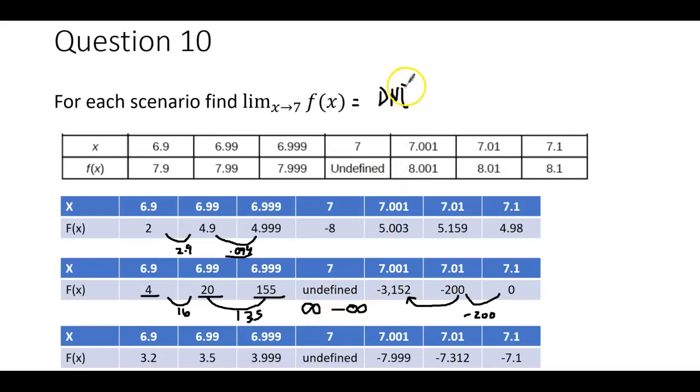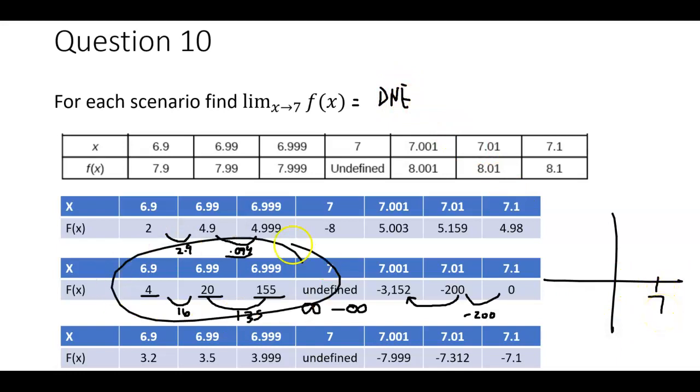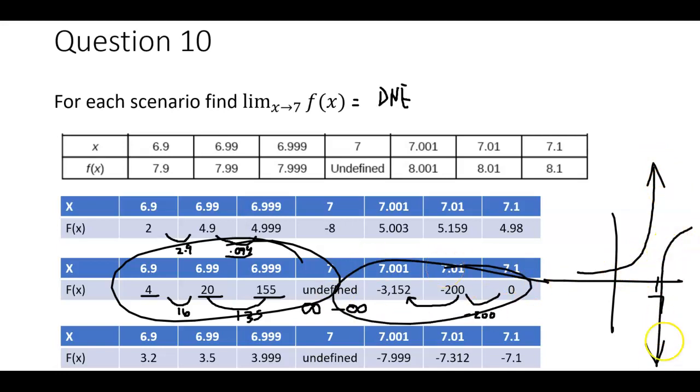Now, what would this graph look like? Well, we have a graph, and we're approaching x equals 7. And what happens is on the left side, we're approaching infinity. So as I get closer and closer to 7, the y values just get higher and higher. And as I approach 7 on the right side, the y values just get lower and lower. And so we have a vertical asymptote situation going on with that particular table.